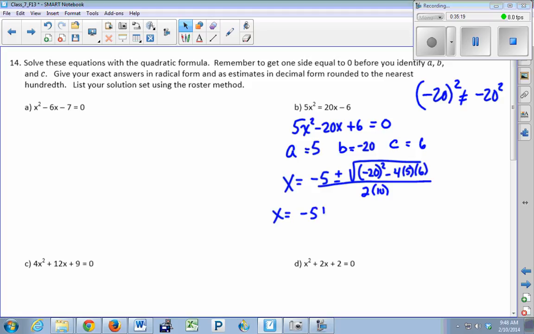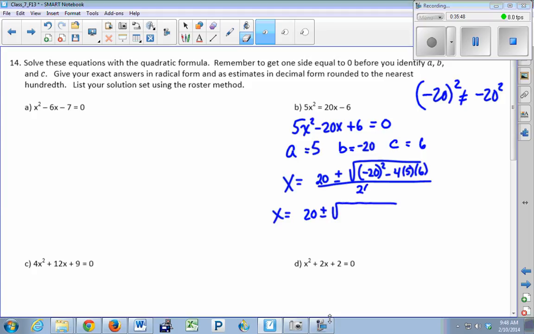Negative 5 plus or minus. Negative 20 squared is what? A is 5. Did I screw up somewhere? Oh, thank you. Oh, yeah, I'm really messing up here. So b is negative 20. So the opposite of b should be out here, 20. Thanks. See how I screwed up? I wish I could, maybe I could factor that and then I wouldn't have screwed up. All right, where else did I screw up?